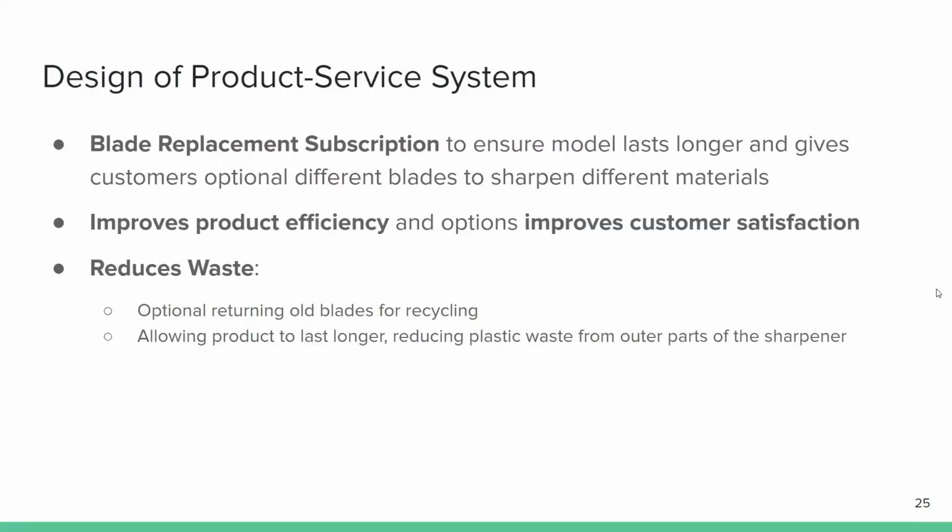In order to assist customers in having the best service possible, the mechanical sharpener can have a blade replacement subscription. This would help ensure that the model lasts longer by giving customers optional different blades that they can swap out and be able to sharpen different materials, improving product efficiency in sharpening the materials and improving customer satisfaction. Furthermore, this would help reduce waste as it would provide the option for returning old blades to be recycled and would allow the product to last longer, cutting back on waste from the outer plastic parts.